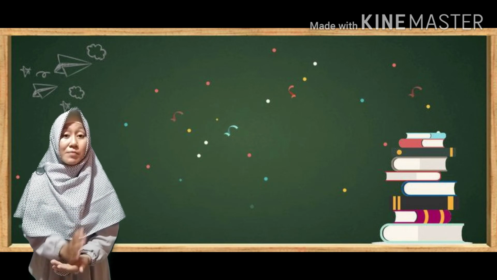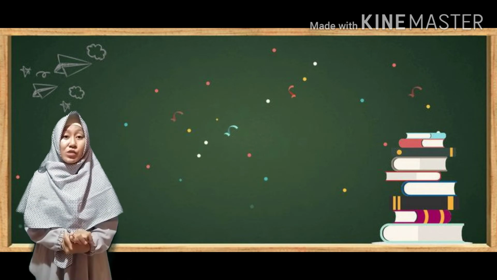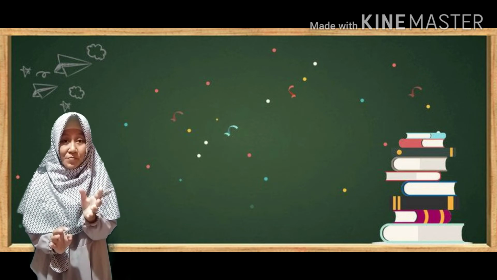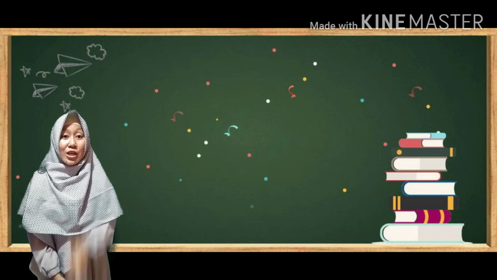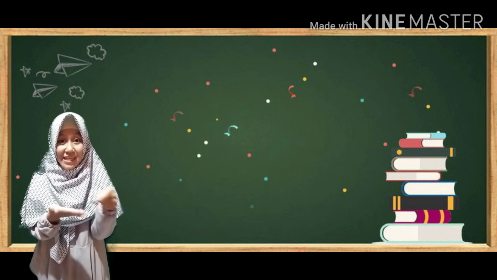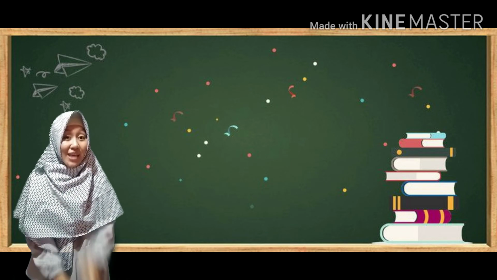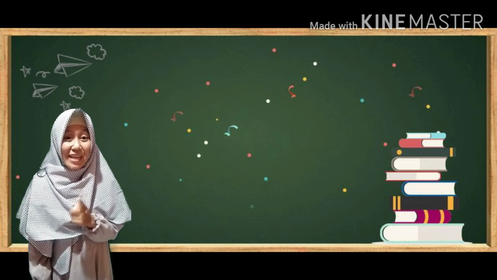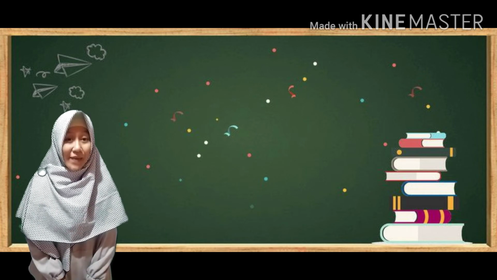Now, I will spell the words. I will say some of the letters in English, of course. Then, your task, I ask you to write what I say. So, you write the letters that I say, okay? Are you ready? You have to remember, right? In grade 1, we have learned about the alphabet.